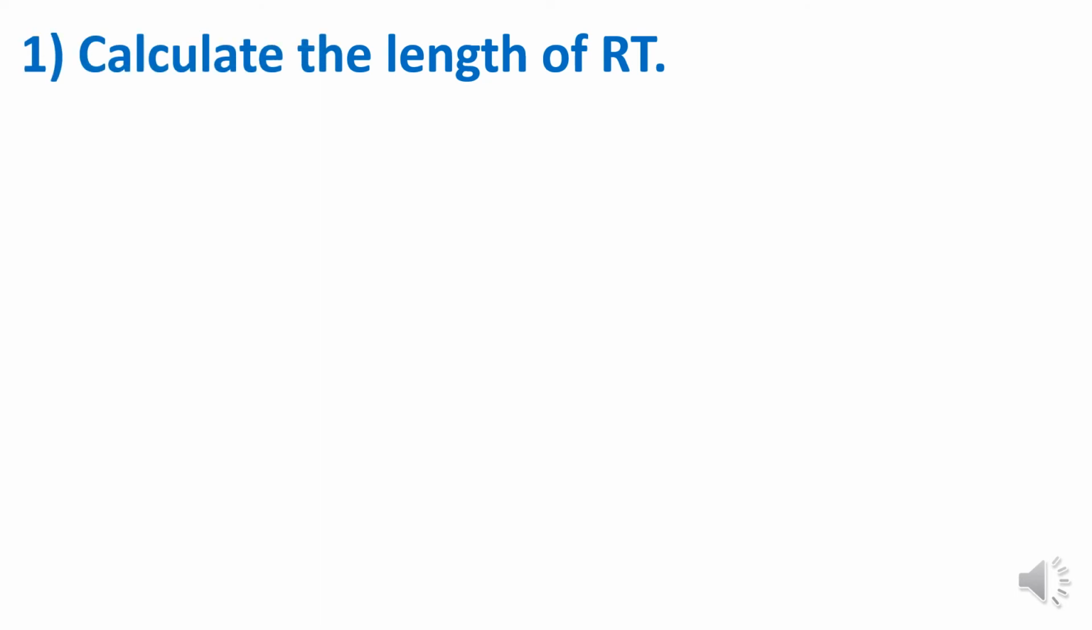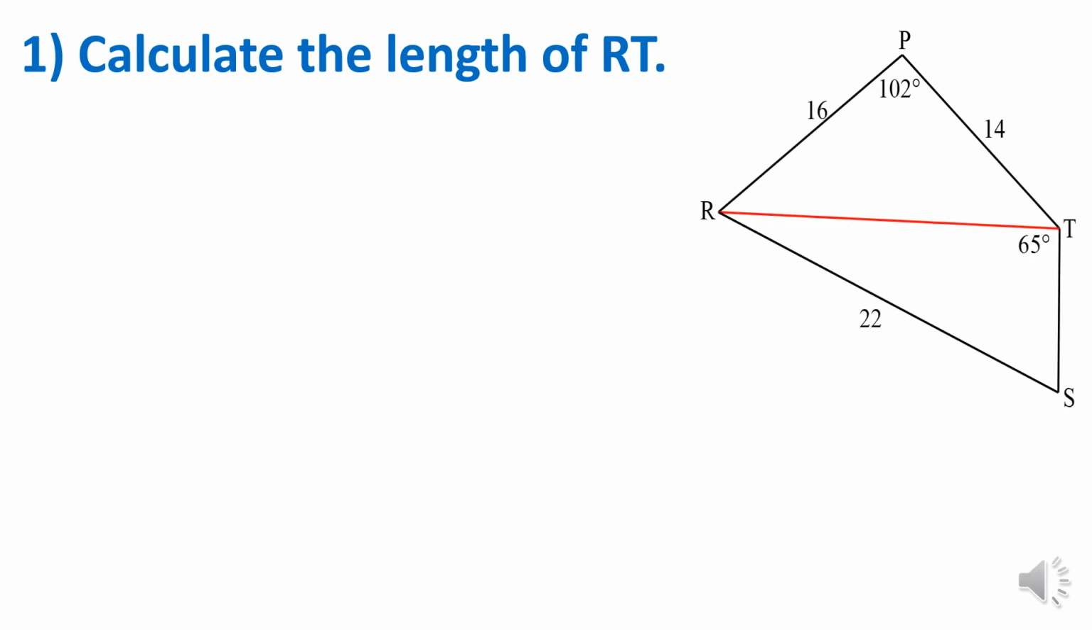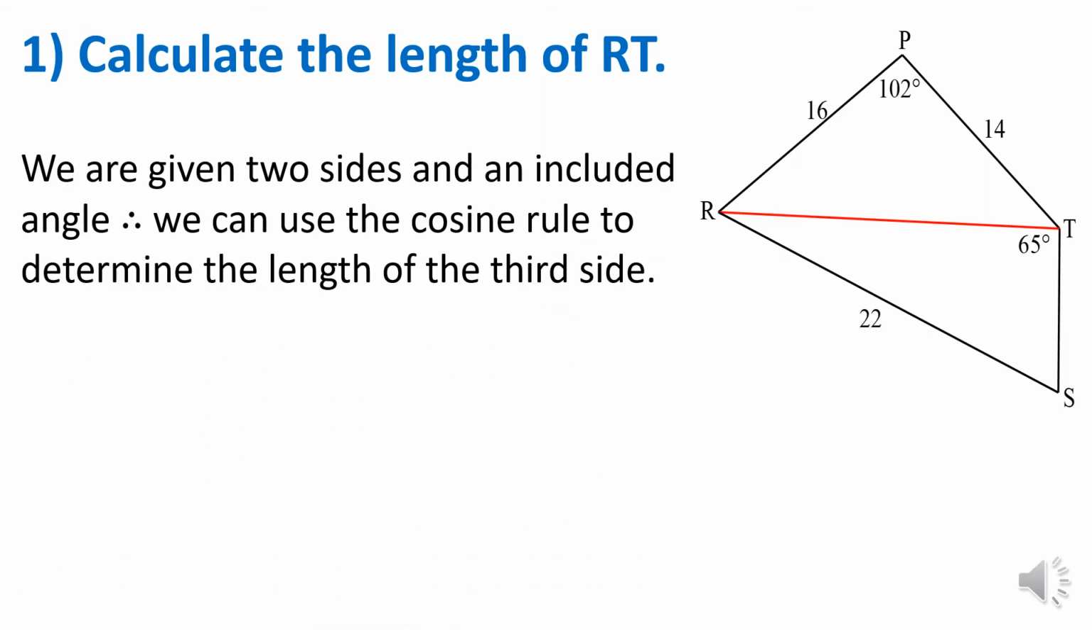Number 1. Calculate the length of RT. As you can see, I've highlighted RT in red, just to show you that that is the side that we are actually trying to work out. Again, let's look at what we can actually use to solve the length of RT. We are given two sides and an included angle. Therefore, we can use the cosine rule to determine the length of the third side.